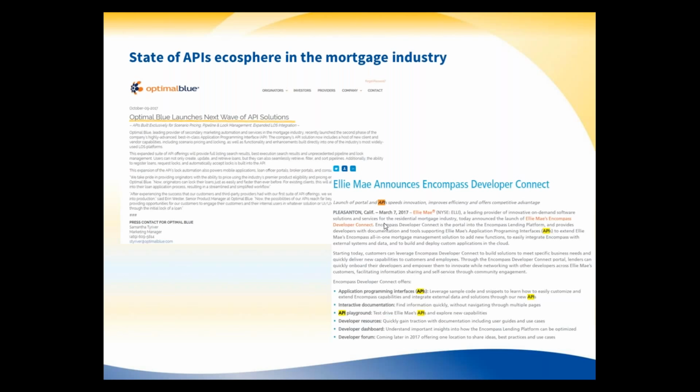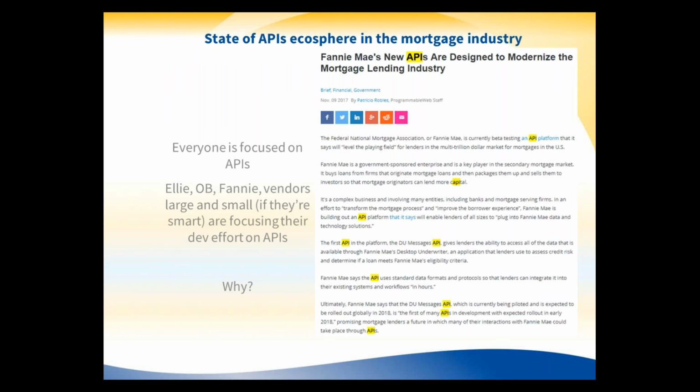So if we can go to the next slide. The next slide is really just another illustration of what is going on in the industry. Fannie Mae is coming out with a whole new set of APIs designed to modernize the mortgage lending industry. This is all part of the digital transformation and digital mortgage that we all want to participate in. So there is clearly a huge investment by the vendors in the space.